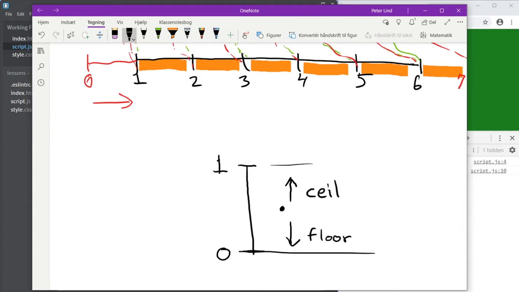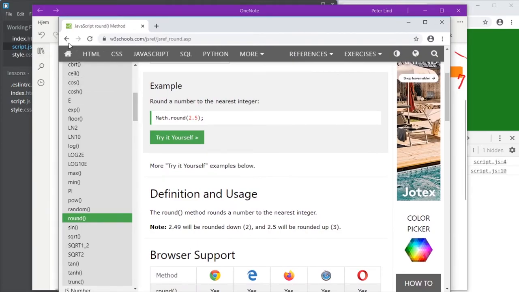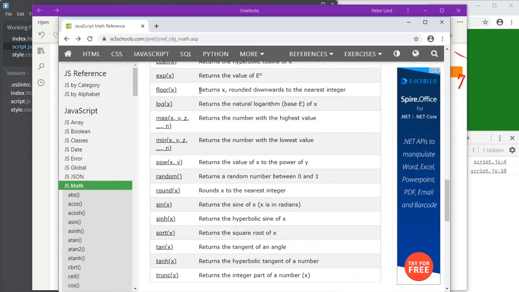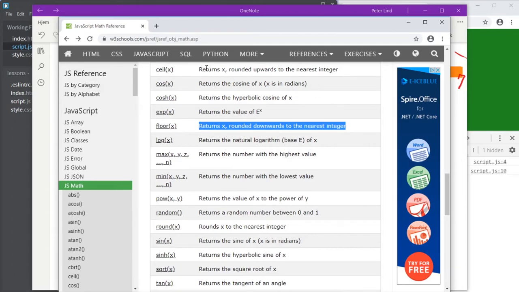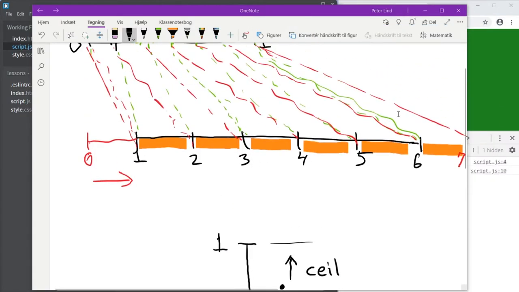And we have those functions as well in math. If we go back here, you can see we have floor, returns x rounded downwards to the nearest integer. Okay, they also call it round. And ceil returns x rounded upwards to the nearest integer. And we want to round it down so it doesn't become 7, but it becomes 1 less.